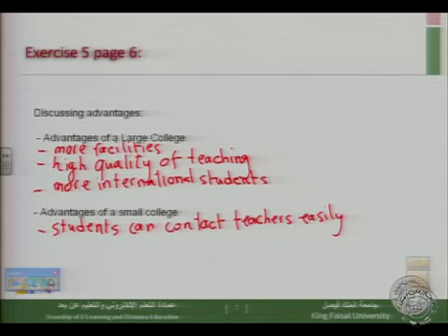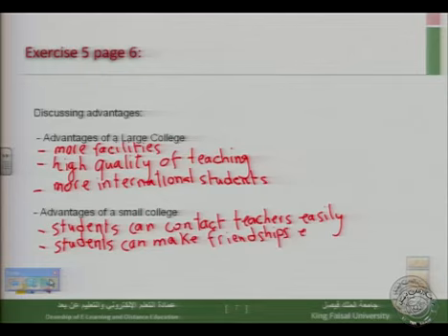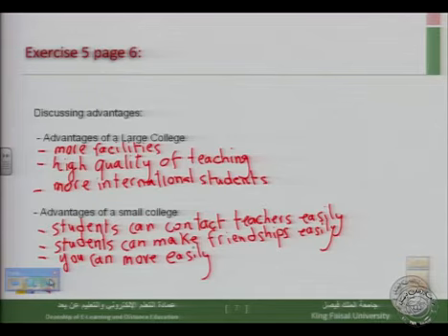Another advantage is that students can make friendships easily, also as the number of students is a small number. So students can make friendships easily. And then another advantage of a small college is that the building is not very large, so you can navigate easily. Okay, so here you can move easily. So it's easy to move from one building to another, or from one classroom to another, in a small college. Good.